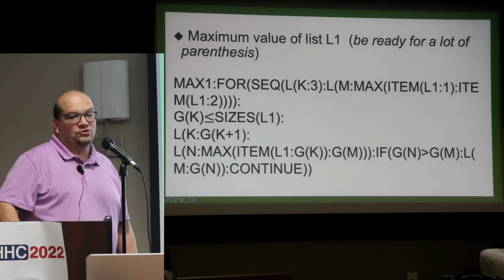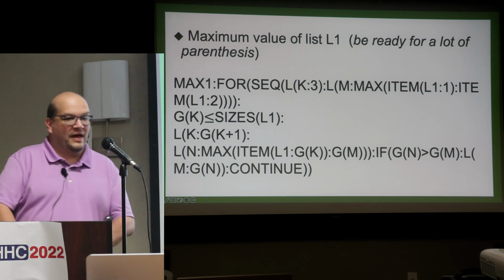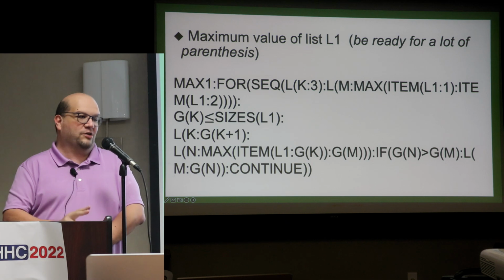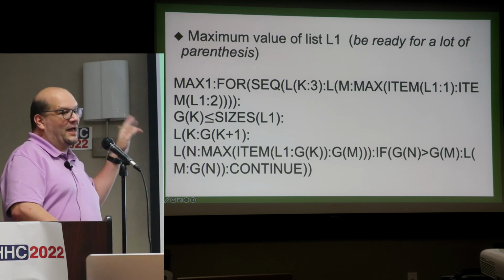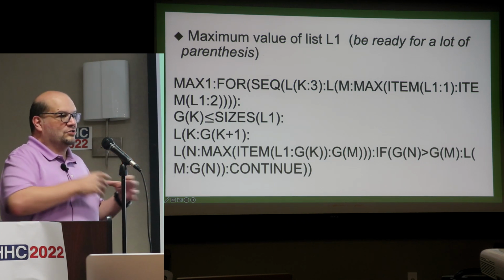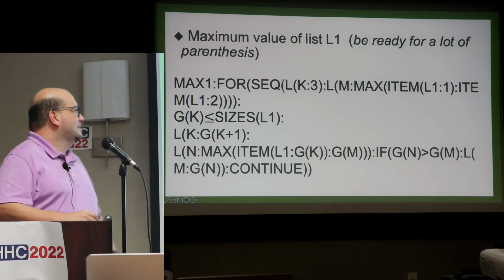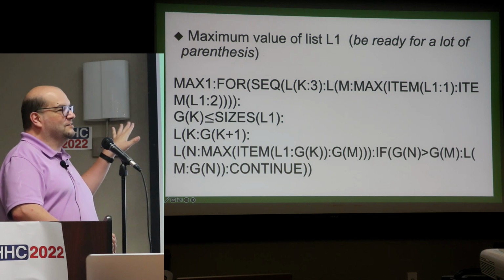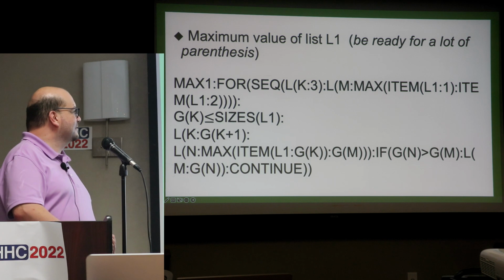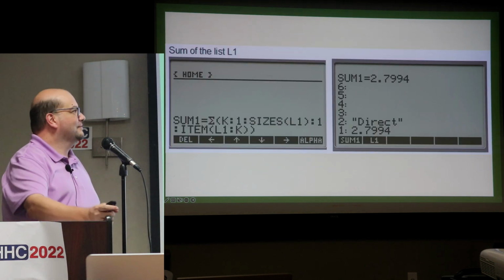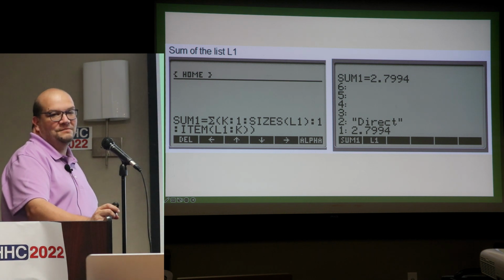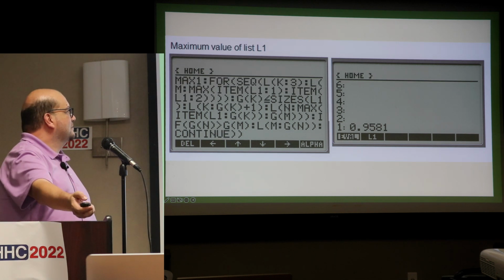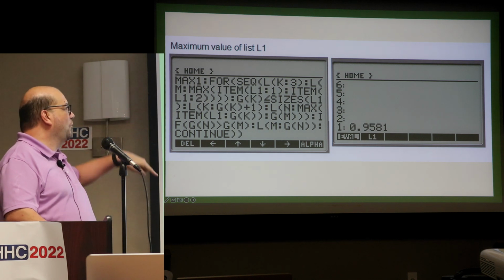Here is a monster one, trying to find the maximum value of list 1. The maximum and minimum commands of the equation editor only allow for 2 arguments. So if I wanted to get the maximum value of a list, I have to compare 2 elements at a time. And you can see very quickly that there's a lot of parentheses and a lot of colons involved. There's an illustration for sum, an average, and you can see here the equation for maximum takes up the whole screen.